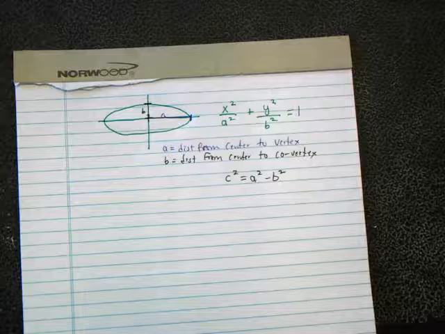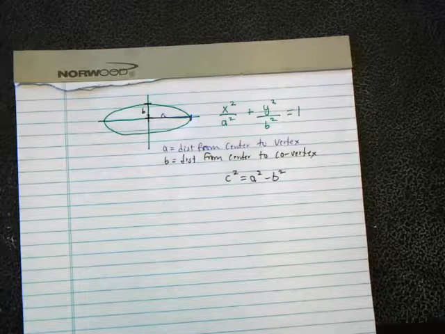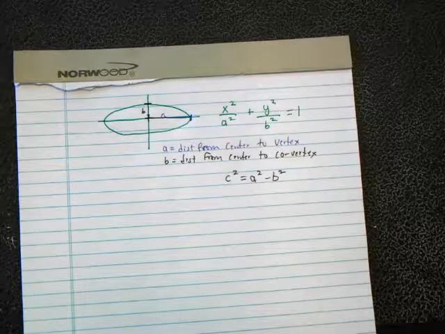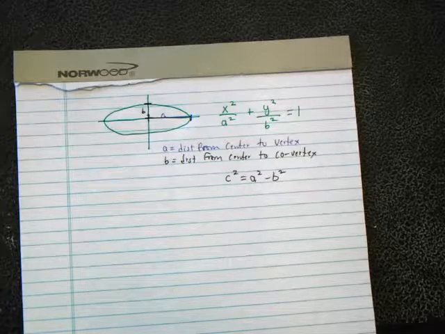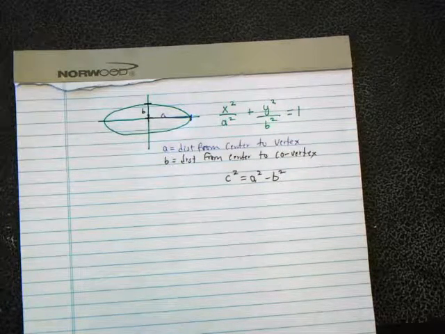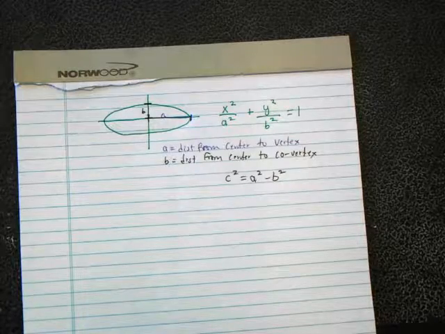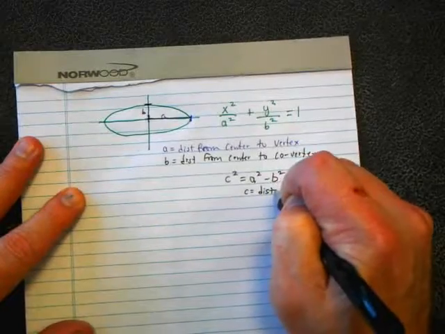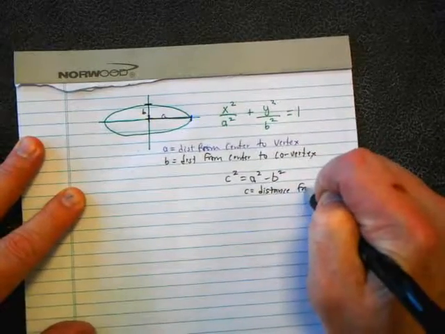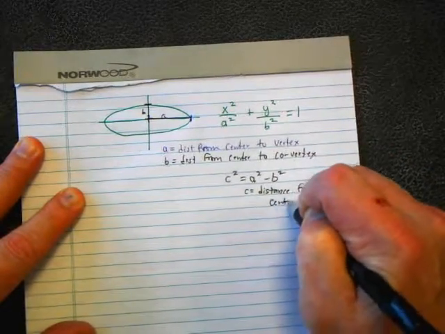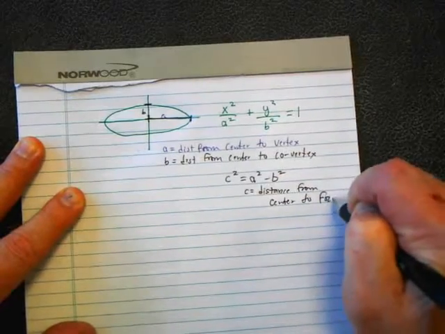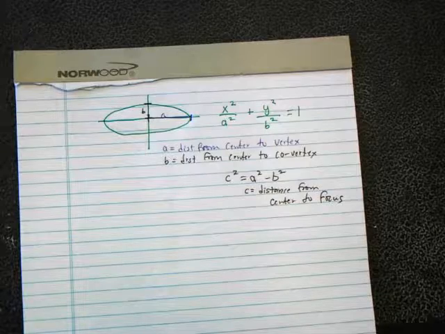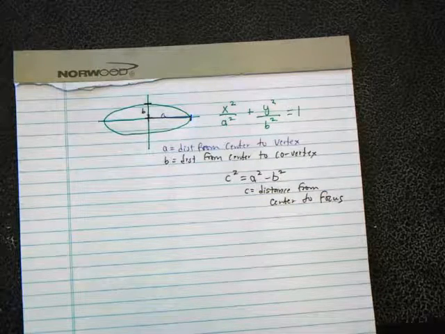So I know A and B. What I don't know is C, but I can use that equation to find C. And what does C tell me again? Distance from center to focus. Alright, so that's one kind of ellipse that we'll look at. We'll write down some equations here in a minute and we'll work it out.